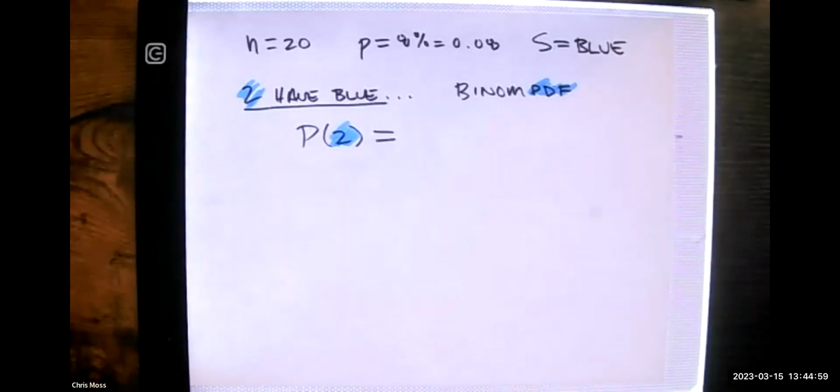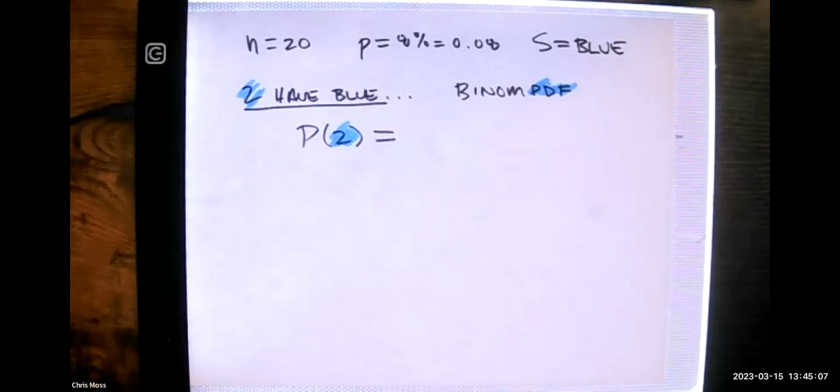No, we got to read the question before we determine if it's PDF or CDF. The first one, the probability that 2 of them have blue eyes, is a PDF question. It's a single outcome, exactly 2.